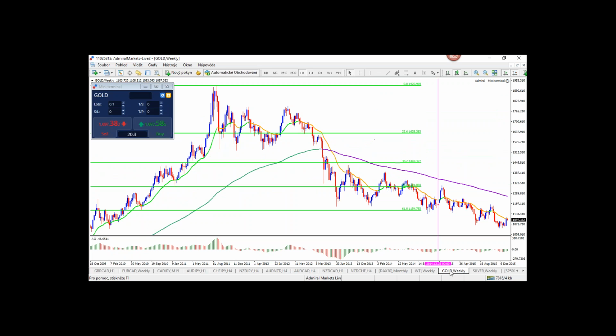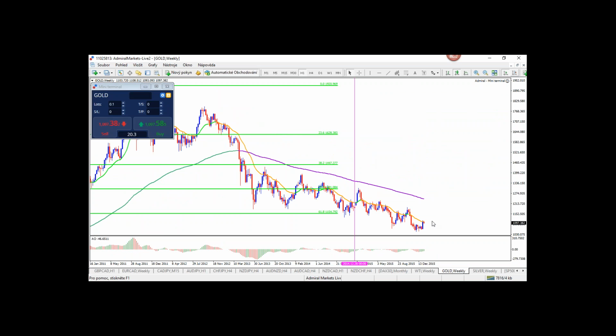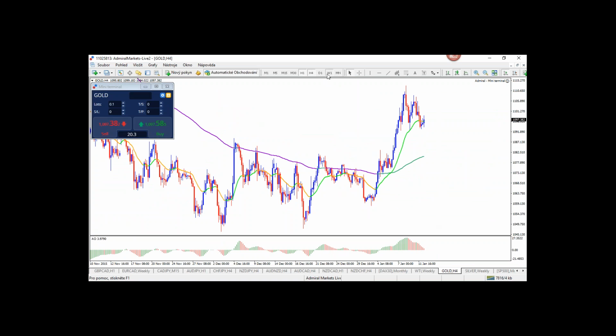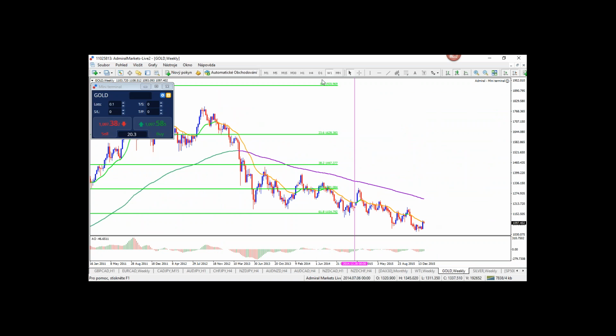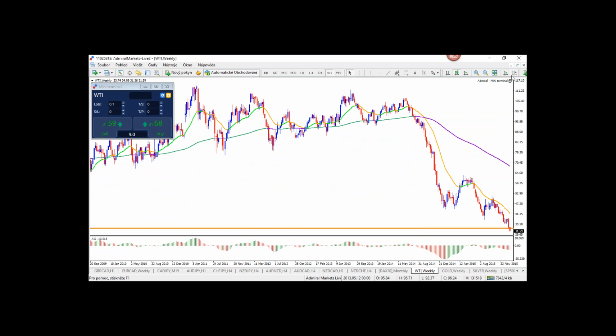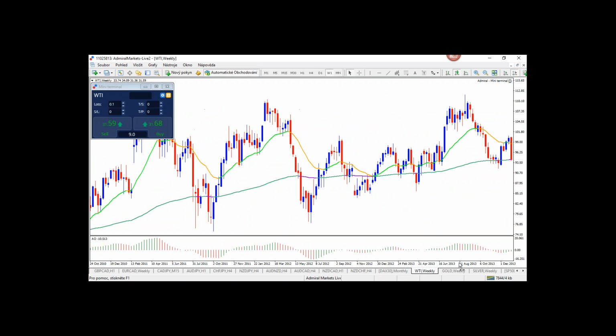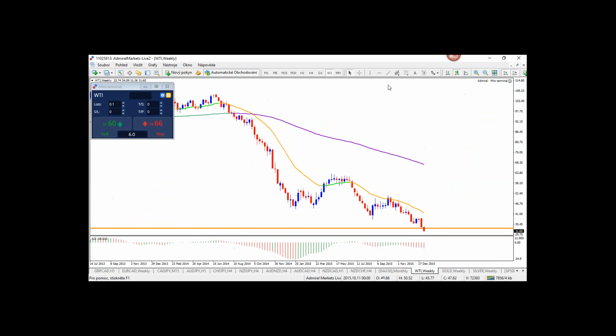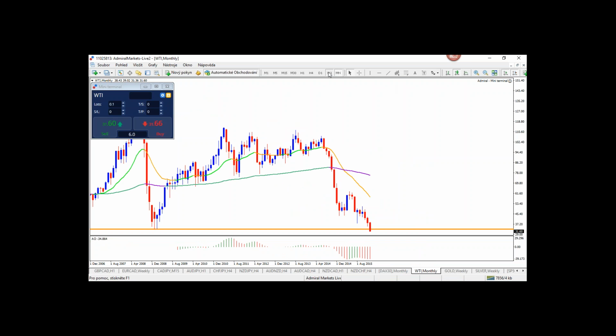Alrighty. Gold making a bit of retracement. And oil just falling and falling. Last week bearish candle, this week breaking last week's low already. Going through the bottom of 33 from 7 years ago. Wow. Ouch.